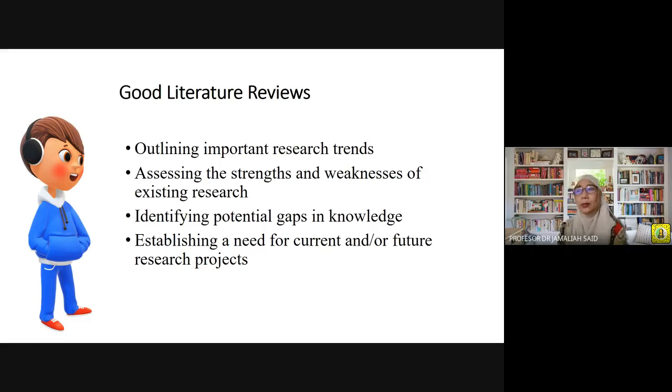So from the literature review, it becomes a story, and from that story, you actually identify the gap. Just now, the first batch, they use this method, so they are lacking something. The second batch, they use this kind of analysis, so they are lacking something. That is the gap that you are trying to fill in. So from that, you establish a need for current and future research projects.